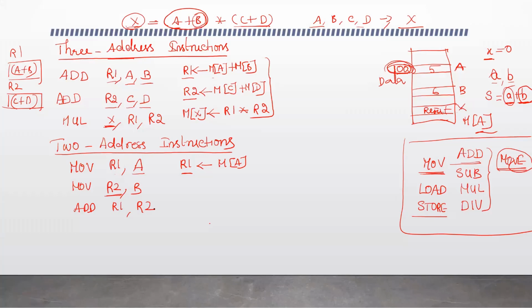Okay, and whenever you write a high level language program or assembly language instructions, we always try to reduce the number of instructions. The more instructions we have, the longer the program will be and the more time it takes to execute. Instead of writing these instructions, can I write one statement here?